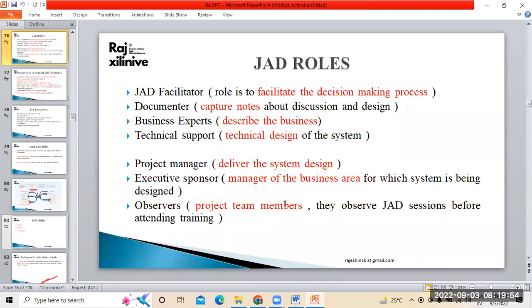So when should we know all these? We must know all of this before you collect the requirements, or before you accept the requirements from the customer. So for that reason, there will be a documenter. The documenter's major responsibility is to capture the notes of the discussions and designs.